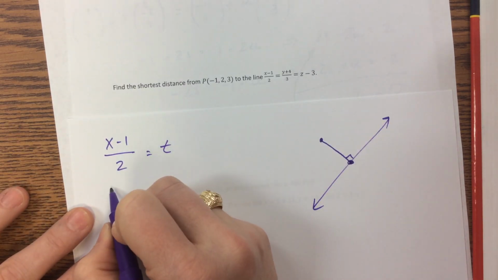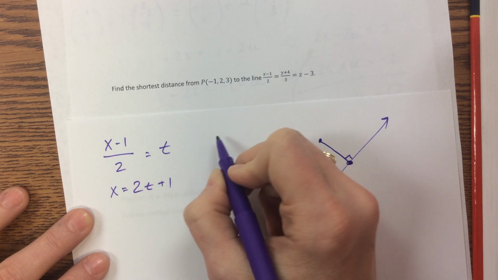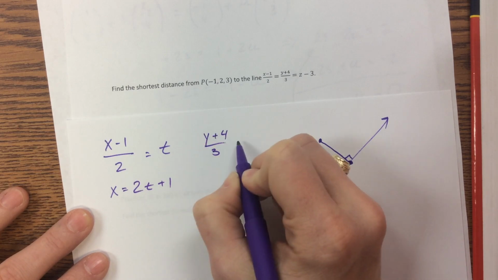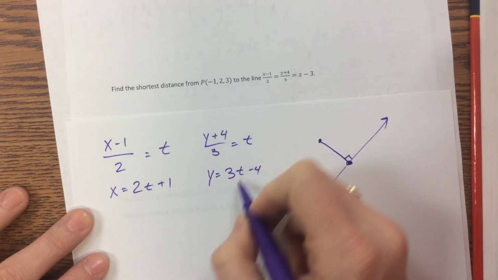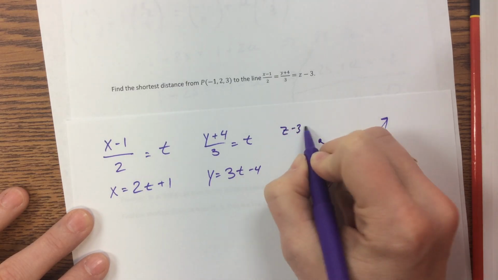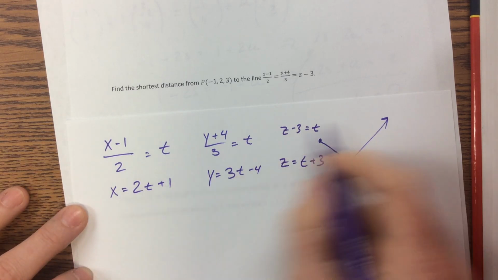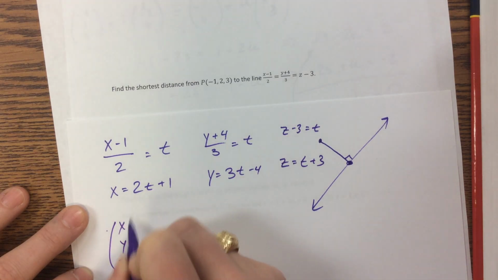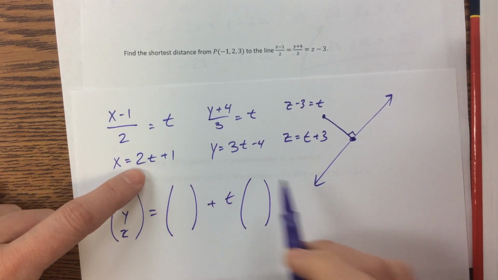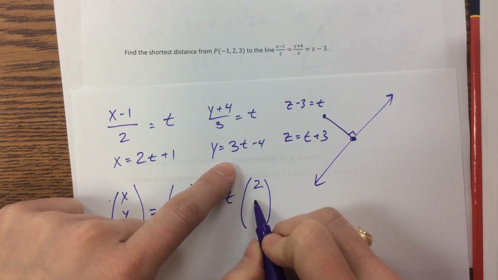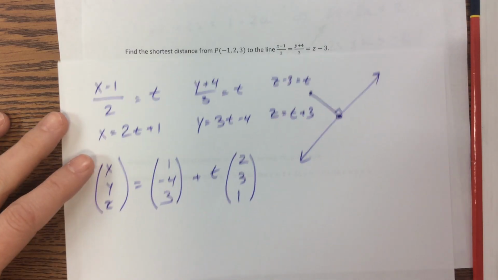So then x multiplied by 2 is 2t, add 1, equals 2t plus 1. My y value becomes y equals 3t minus 4. And we have z minus 3 equals t, so z is equal to t plus 3. So if I convert this, x, y, z is equal to something like this, right? The direction vector is the coefficients in front of t, and it's 2, 3, 1. Okay, so here's the equation of that line.